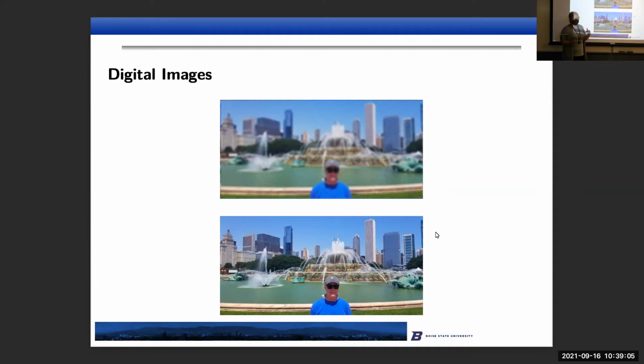A lot of times when we're developing methods, we artificially blur or add noise to the image so that we know what the right answer is, so to say, and we can test our methods and see how good they are.